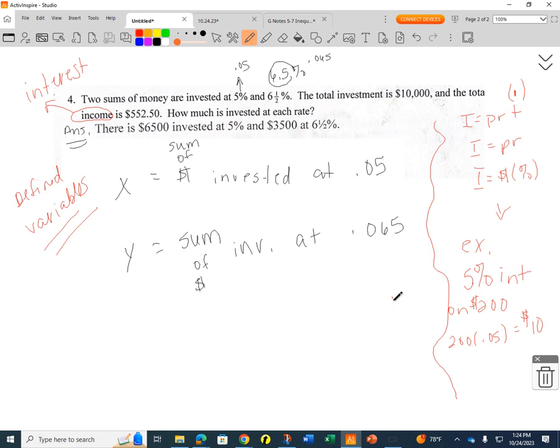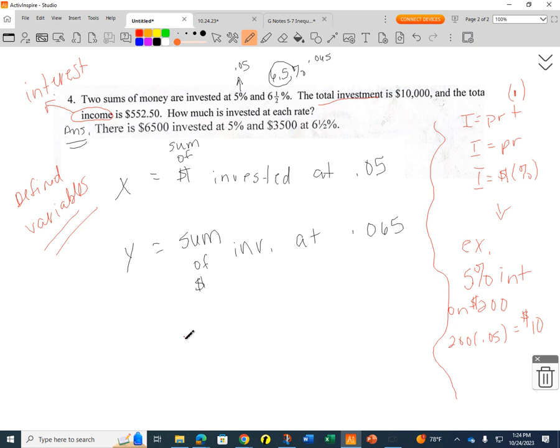So for our first equation, we're going to have x and y in it. It says the 2 sums of money, we define them with that first sentence. It says the total investment. Well, that means this sum of money plus this sum of money. Total means to add, right? So now I know I need to add x and y.